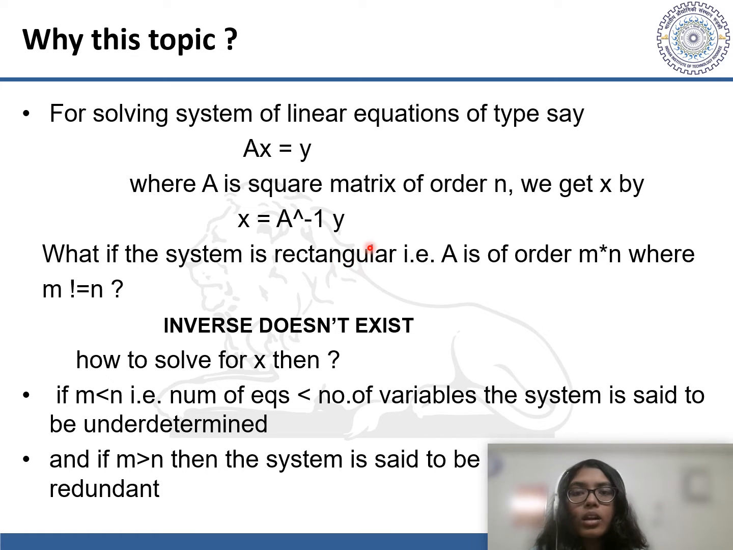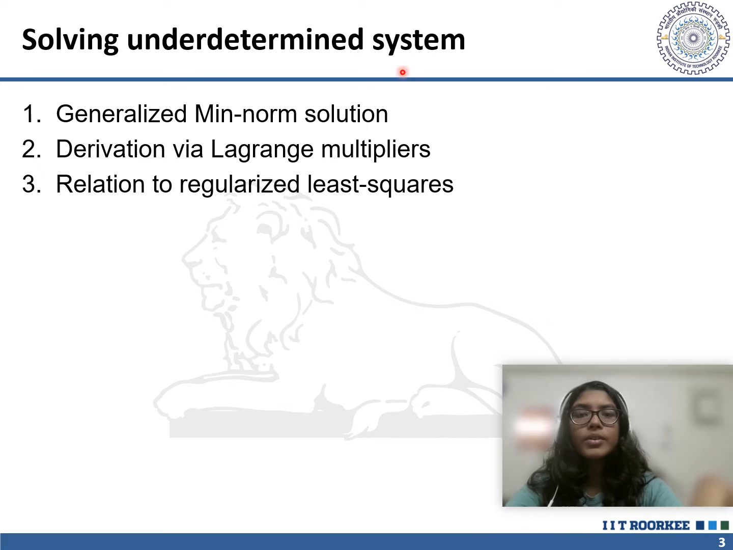Let's see the methods we use to solve. Firstly, let's see the methods for solving underdetermined systems of equations. There are three methods. The first one is the generalized minimum norm solution. For solving underdetermined systems of equations, the general method is minimizing the norm. Say we need to solve for x. By norm I mean the magnitude of x. Either minimizing the magnitude of x or the magnitude of x squared, both mean the same. So the first method is minimizing that norm.